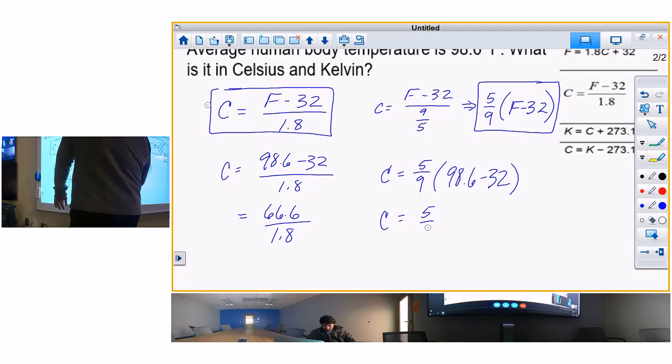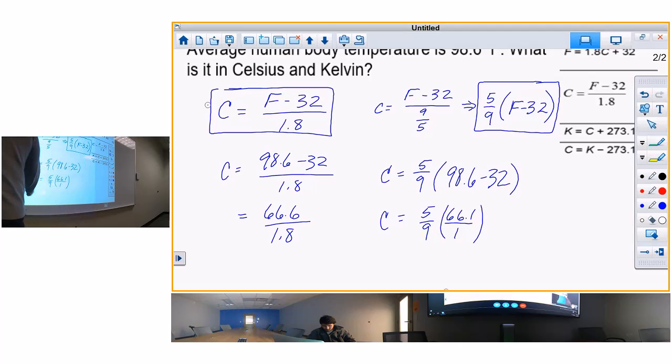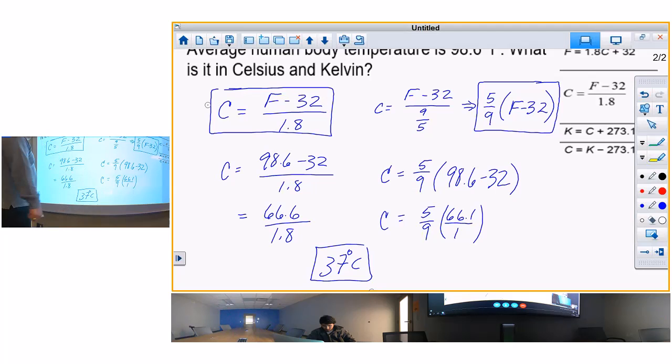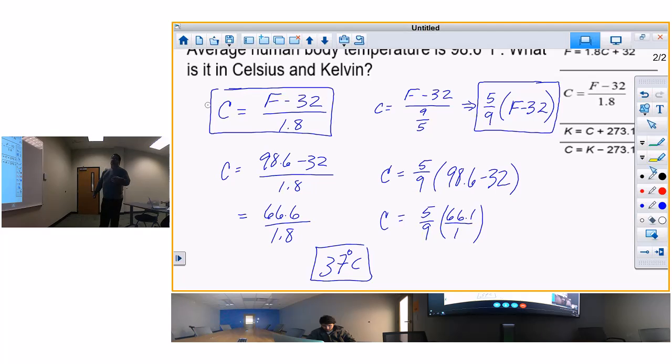5 over 9 times 66.6 over 1. And both of these, what are you going to get? 37 degrees Celsius. So we're going to get the same answer either way. If we're more comfortable just doing the decimal, could we just do the decimal? It's whatever y'all want to do. The reason I'm showing it to you is so when you see it as a fraction on a standardized test or on a test, you won't freak out. 37 degrees, you'll get the same answer no matter what.